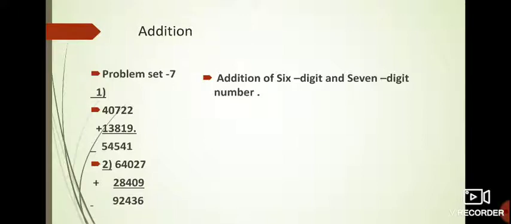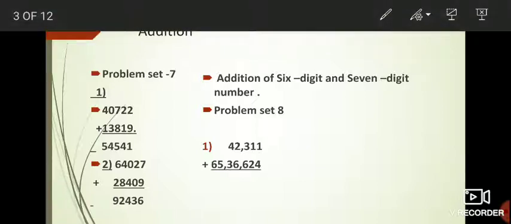So now we will see that addition of 6-digit and 7-digit number. We learned addition of 5-digit number and 4-digit number in last year. Now like that only 6 and 7-digit numbers we are learning. We learned the 6 and 7-digit number in number work, students. How to read that also we know. So now first of all read this number. The number is 42,311. Now this is a 5-digit number. It's added with 7-digit number, that is 65,36,624. Now this we have to do addition.